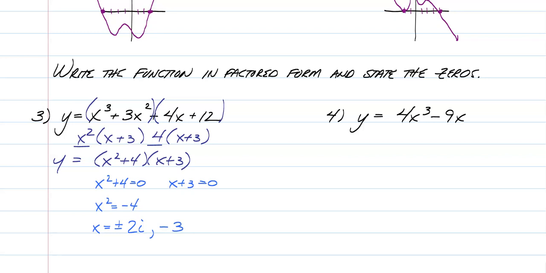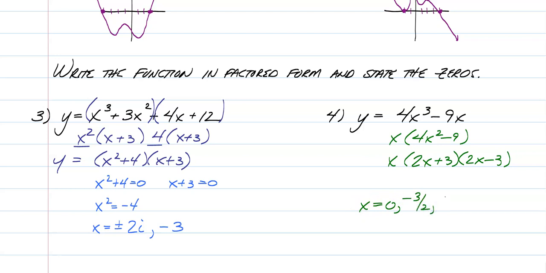And this example right here, you would factor out your GCF of x, leaving you with 4x squared minus 9. That can be factored by the difference of 2 squares. So, square root, we have 2x plus 3 and 2x minus 3. Solve each of those, and you will have x is equal to 0, negative 3 halves, and positive 3 halves.